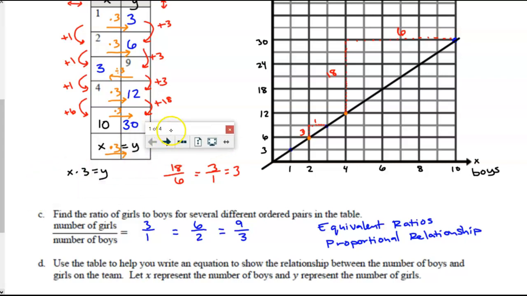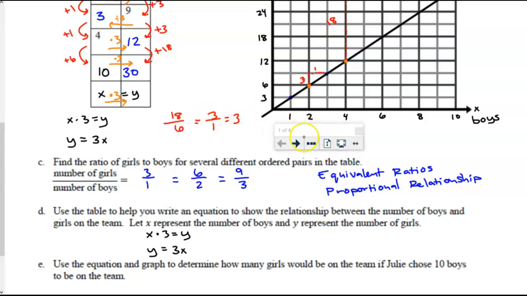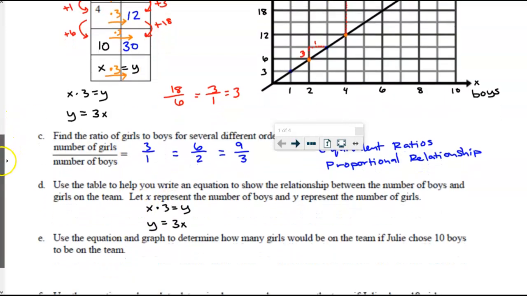But as we've talked about in many units in the past, we really like it to be y equals. And x times 3 can be rewritten to be 3x. So both of those are great versions of the equation. We can say x times 3 is equal to y, or y equals 3x. And again, making some connections, that 3 keeps on appearing. We're seeing it in the graph, we're seeing it in a couple places in the table, we're seeing it in the equation.